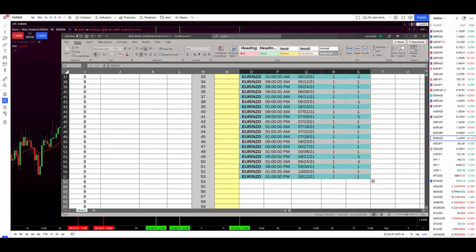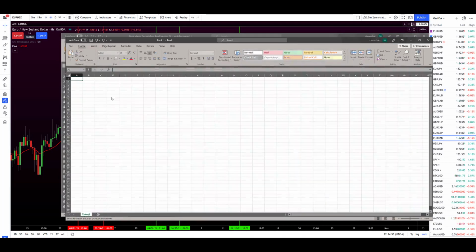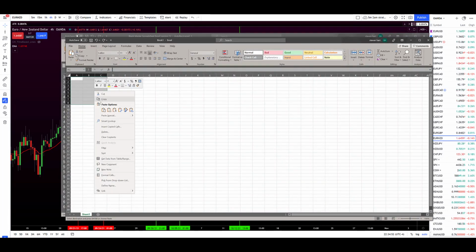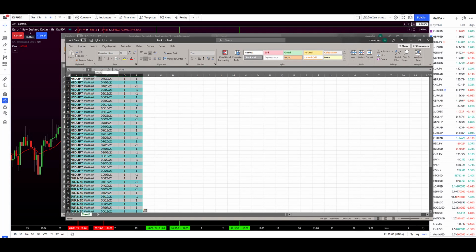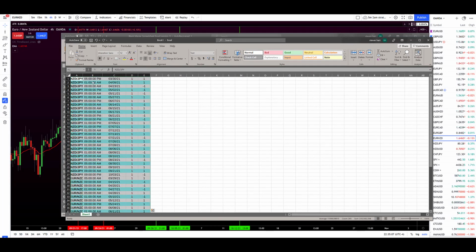So what we're going to do is copy this. We're going to go over here to File. We're going to open up a blank spreadsheet and we are going to paste in our data. You can then expand these cells so that those little number signs aren't there anymore.